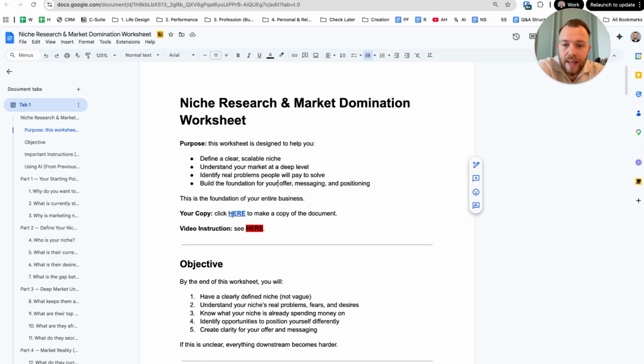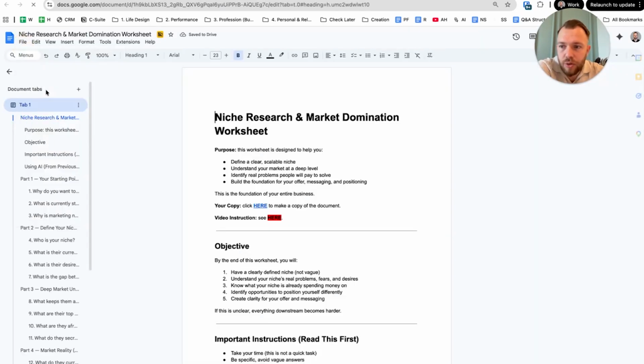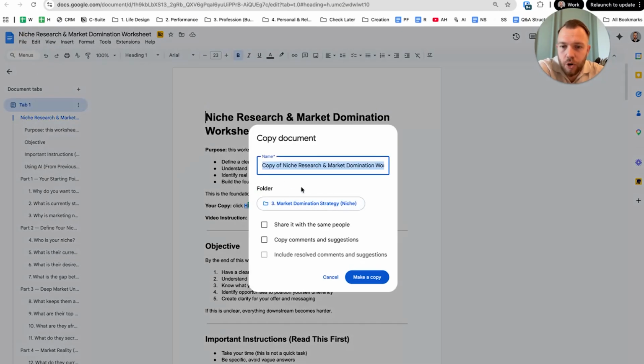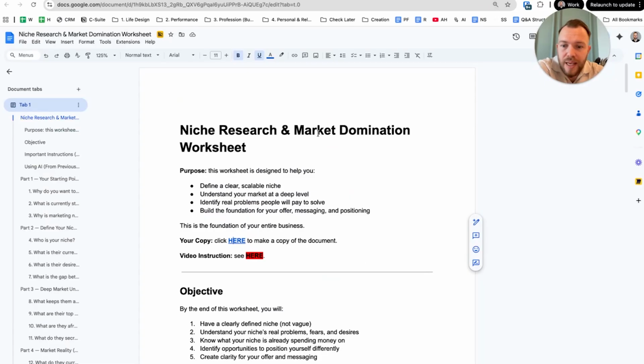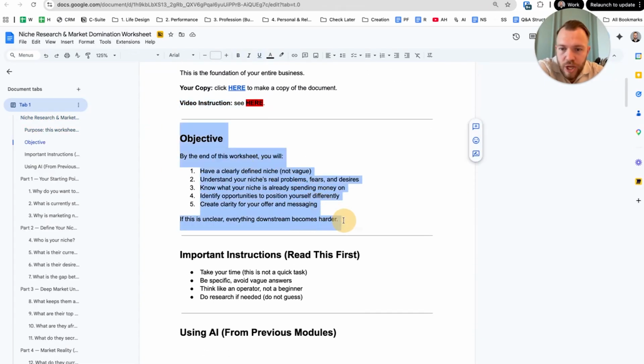And I want you to go ahead and make a copy of this document. So you can click here, and then on the top left, click on make a copy. And then once you make a copy, you can put it in your own drive. Make sure to put it in the drive under the foundations folder so we can also see it, so we don't have to request any access to it. Now, with that being said, you're going to go through this document, you're going to watch the video instruction and have a clear objective.